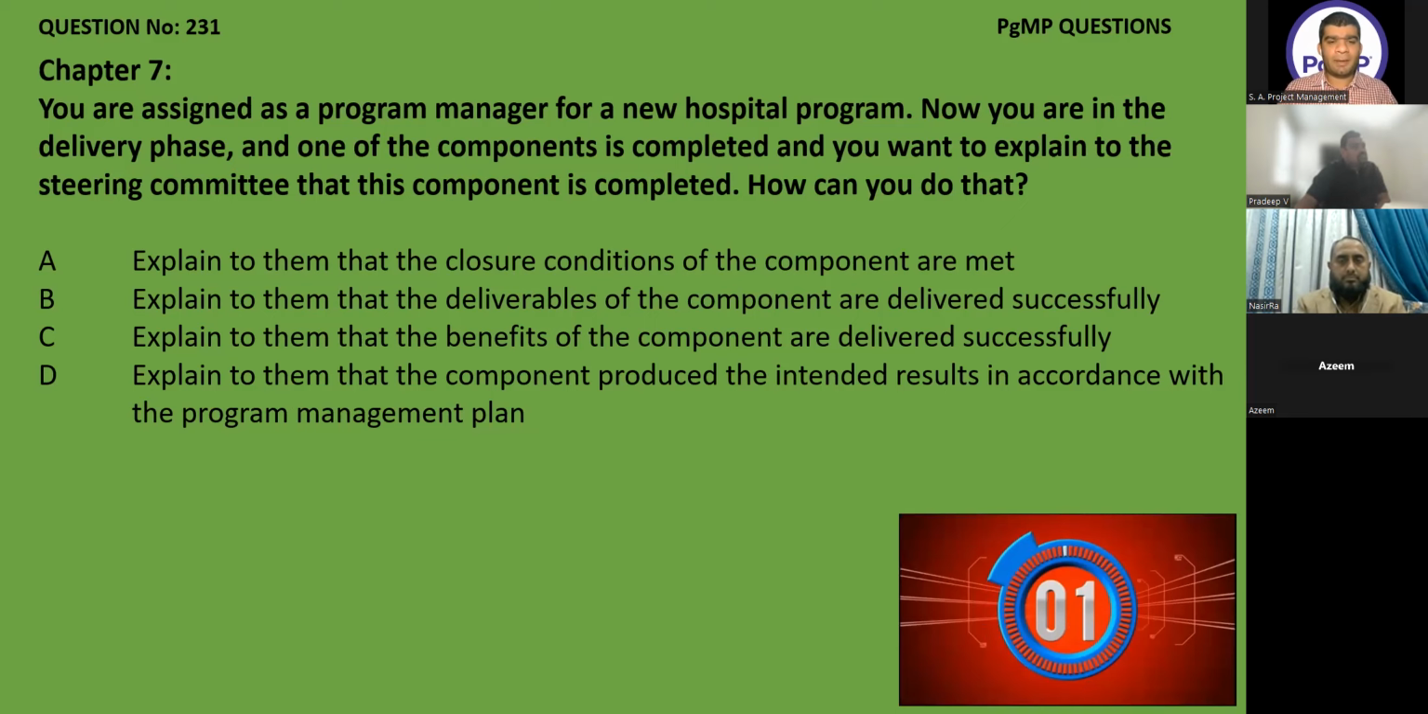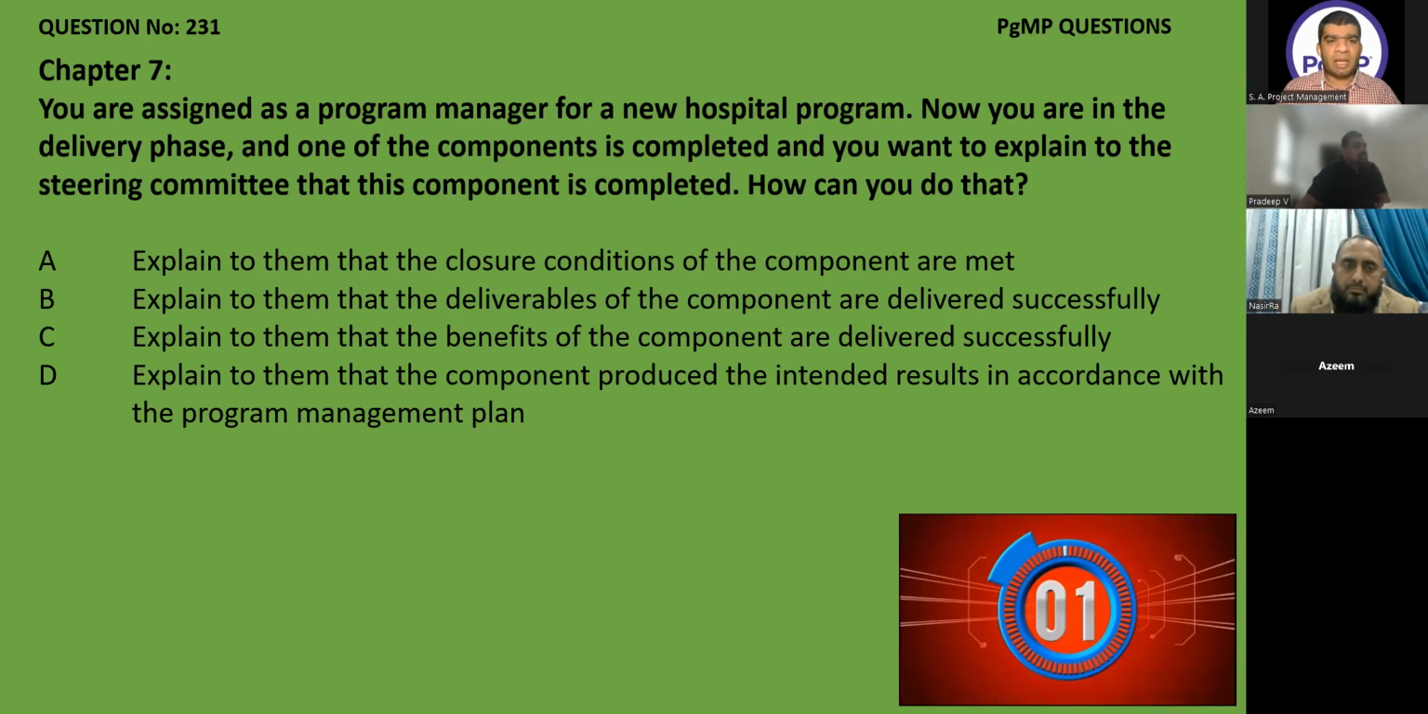Why A, Pradeep? So those conditions, maybe I'm thinking, cover all the other three. Okay, and also you remember in the ECO there was a wording of exit criteria. There we discussed that whenever you have to close something, you have to define the exit criteria. So closure of the component, moving from one phase to another phase, depends on your closure conditions or your exit criteria. A is more accurate.